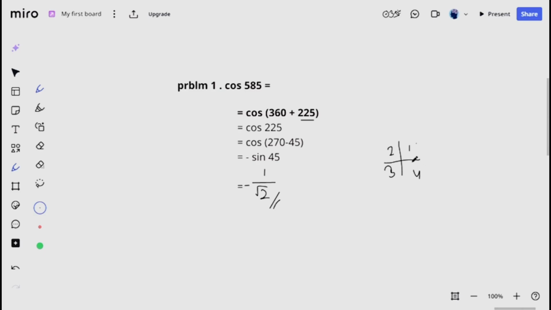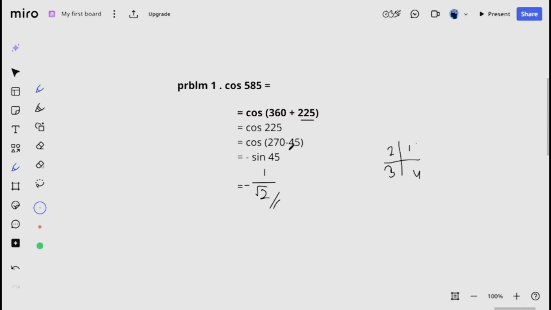So 360 plus theta will come in the first quadrant. In the first quadrant, all ratios are positive. And 360 means there's no co-ratio, so it will not become sine, it will stay cos. So it will become cos theta, which is cos 225. Cos 225 can be written as 180 plus 45 or 270 minus theta. This time I've taken 270 minus 45.